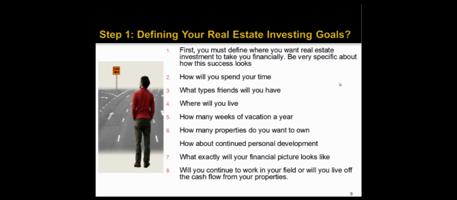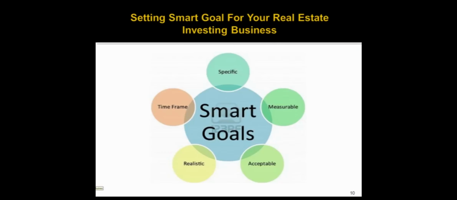So these are also the things that you have to think about as you set your goals for your real estate business. And one of the principles that I follow very closely when it comes to goal setting is something called the SMART principle. The SMART principle basically allows you to ensure that the goals that you define have these 5 components in them.